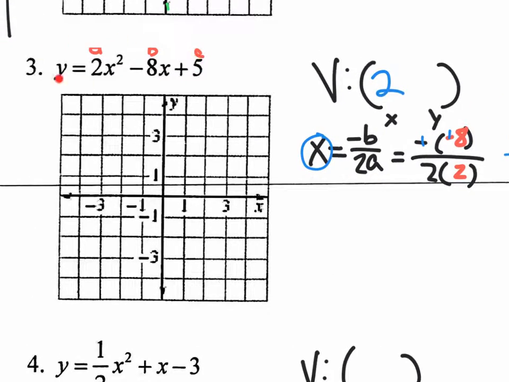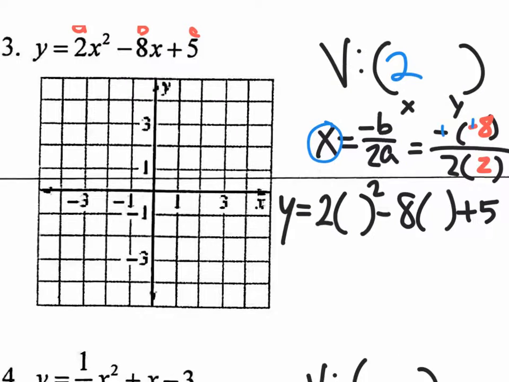So I'm going to take this equation, y equals 2x squared minus 8x plus 5, and I'm going to rewrite it down here. But instead of x's, I'm going to put parentheses. That way I could plug in my 2. Check it out. There it is. y equals 2 parentheses squared minus 8 parentheses plus 5. Instead of x's, I put parentheses. And I'm going to plug in this 2 right in there and in here.